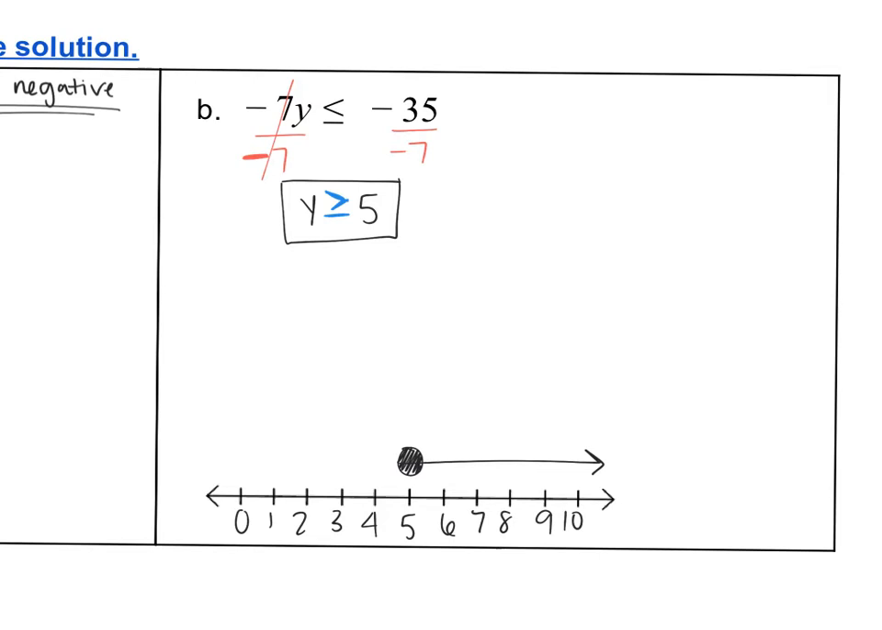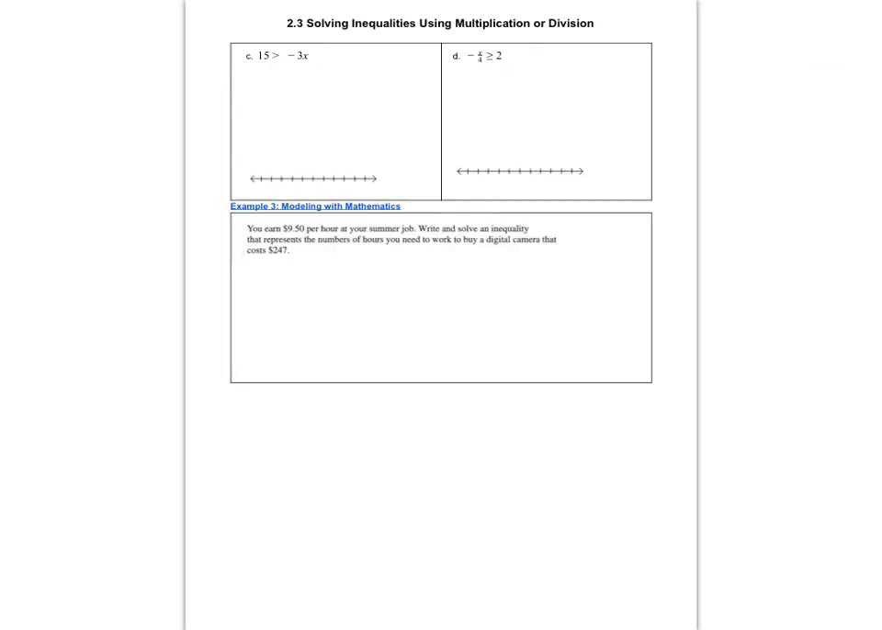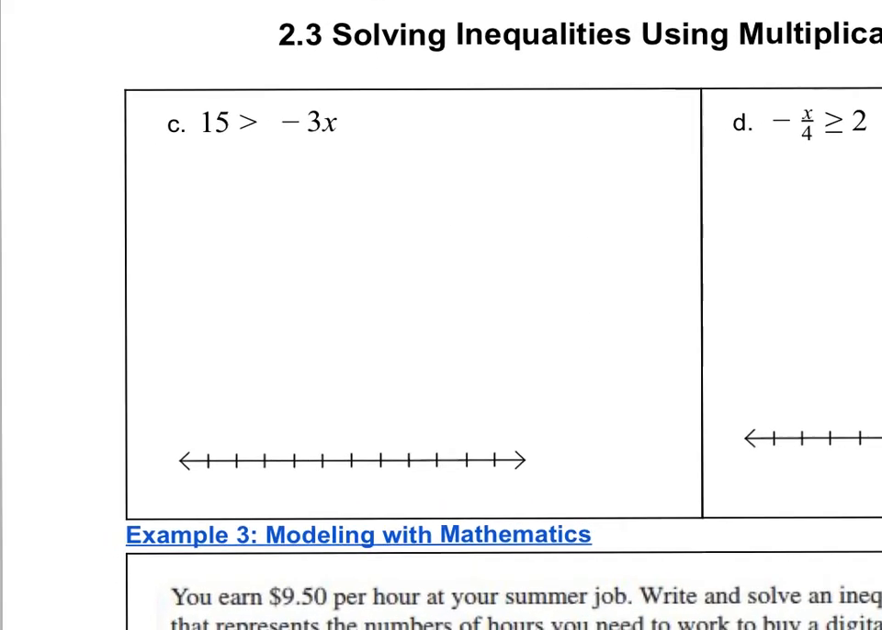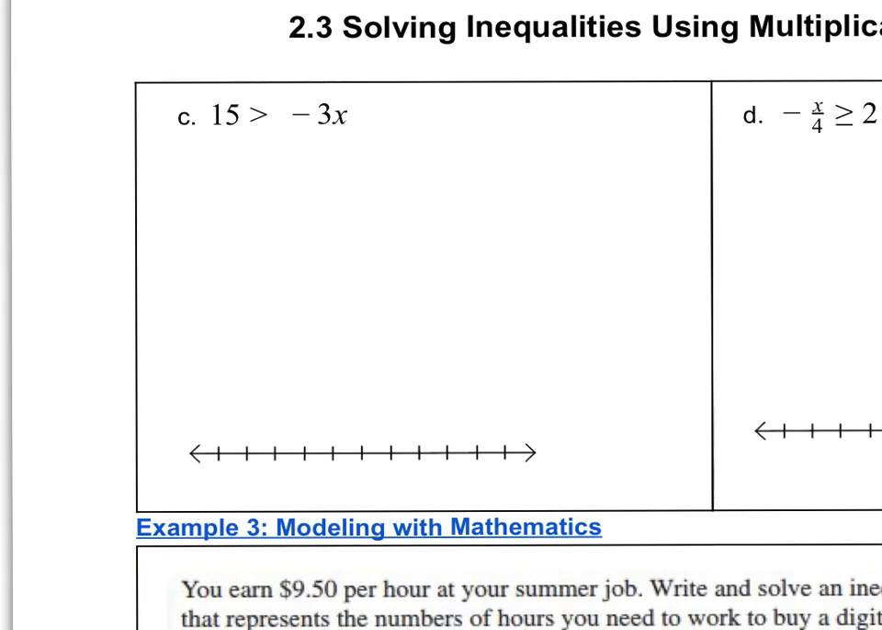Okay, so let's move to the next page. We're going to keep practicing these. So I need to get x by itself here in example C. If I'm going to get x by itself, I have to undo whatever's next to x. I have to undo the times, because this is multiplication. I have to undo the times -3. I'll do that by dividing by -3.